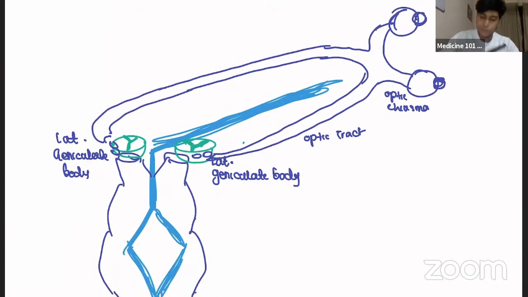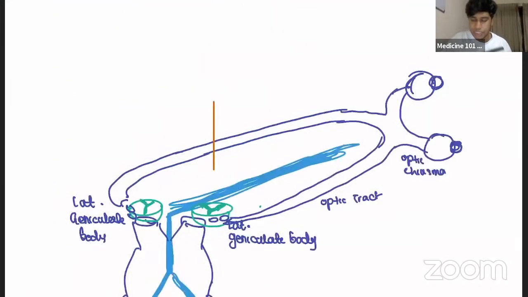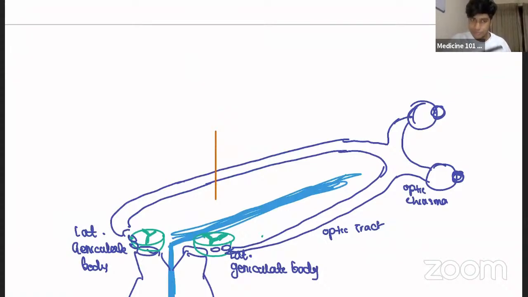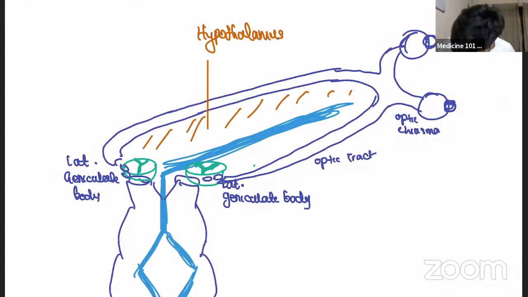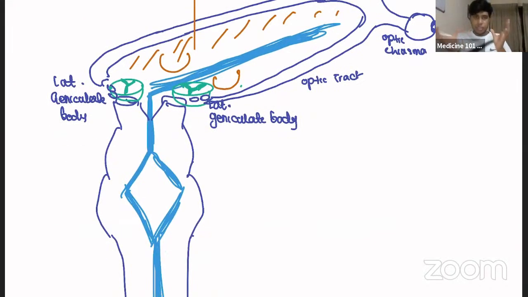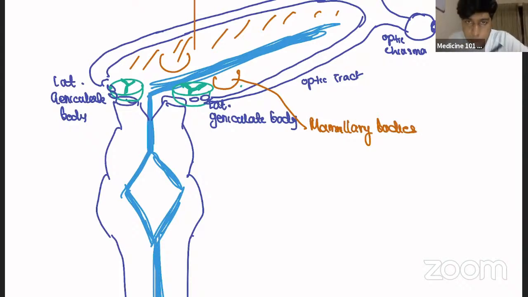Okay? Does anyone know what is the structure that fills this area? Between the third ventricle, between the optic tract, what is the structure which fills this area called? If there's a thalamus, there has to be a hypothalamus, guys. Okay? And the hypothalamus is going to fill this entire region. Over here, there are two outpouches. It's like two mammary glands, like two breasts, which are coming down, which are called mammillary bodies. Okay? These are called the mammillary bodies.